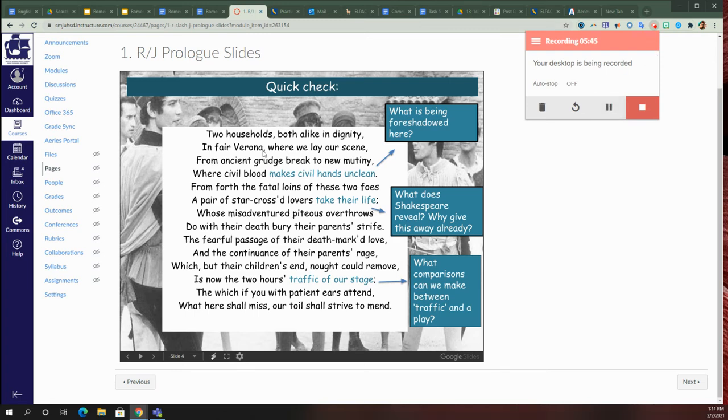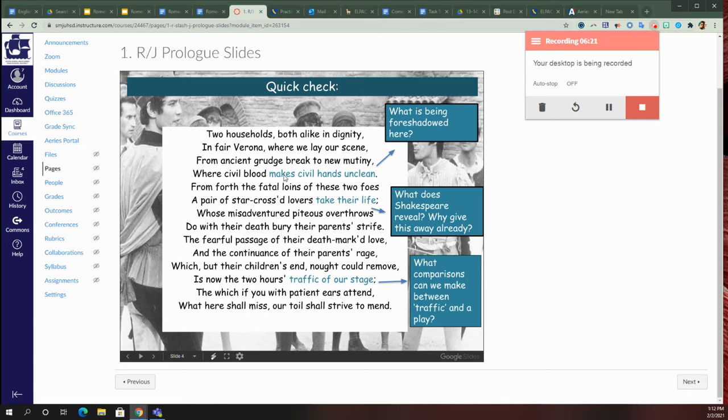So we want to think about, when we're looking at this prologue, these specific questions. So remember, foreshadowing means to hint at something that is to come. So when we're reading this line, "for with civil blood makes civil hands unclean," what is this telling us is going to happen in the next pages of the story? What about these people from polite society, from good families, from money? What type of behavior are they going to exhibit or show to the audience?